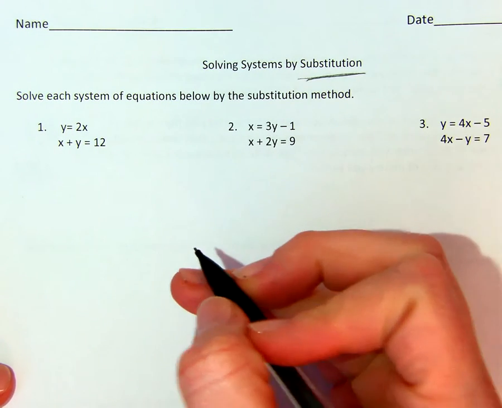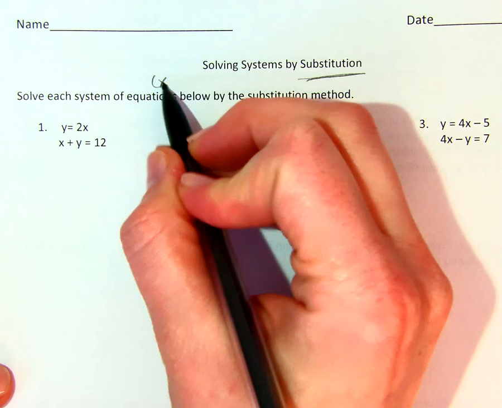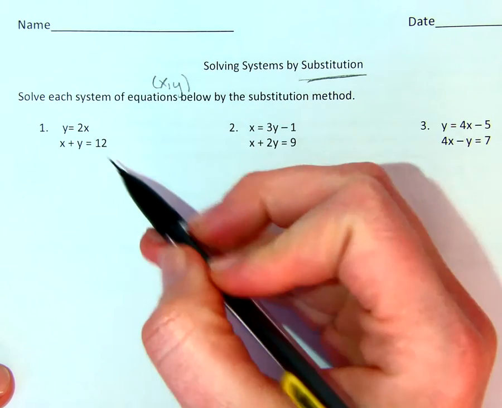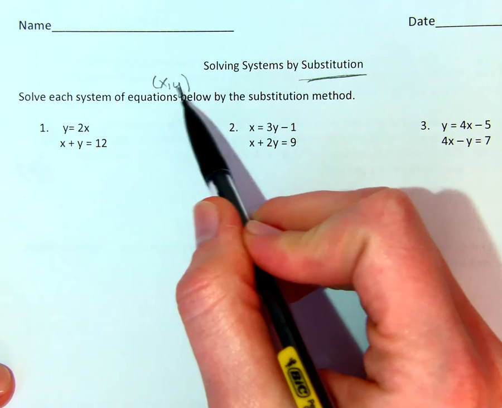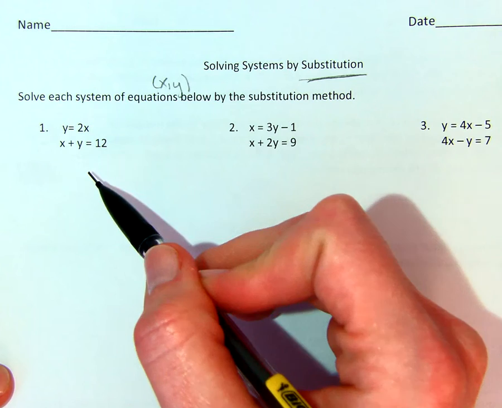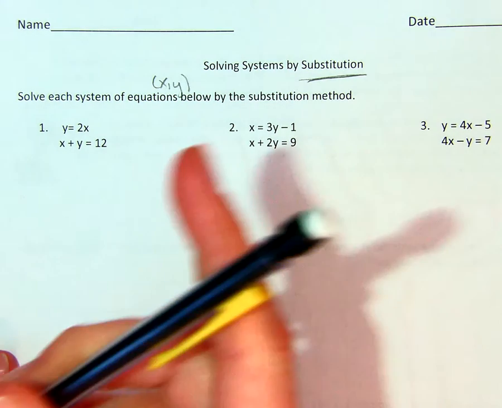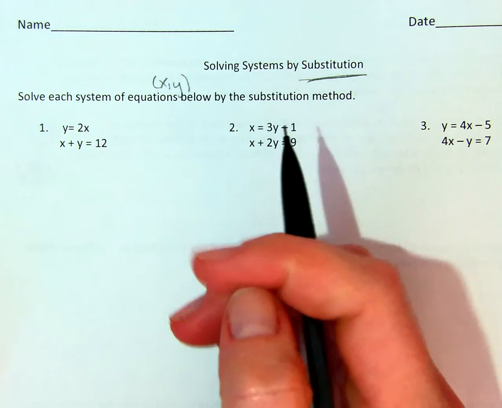The reason we're allowed to do this is because, as we remember, the solution to a system is the single ordered pair that fits them both. That means that this x and this x represent the same number. This y and this y represent the same number. So because of that, I can use them interchangeably. Okay, so if I ever have a variable already by itself, that makes it a lot easier for me. I'm going to start with that.